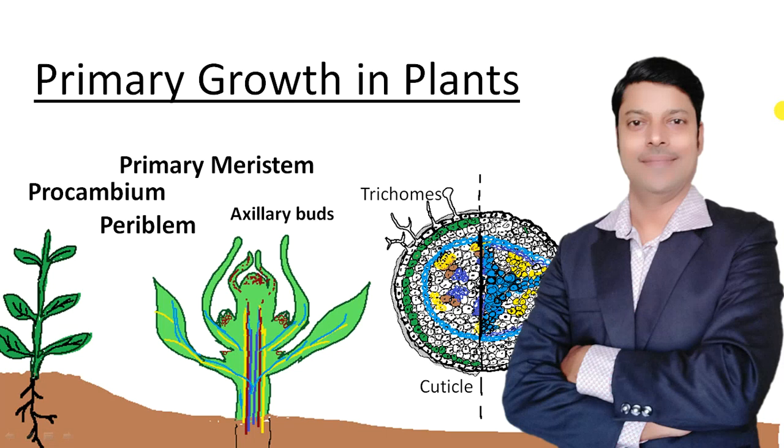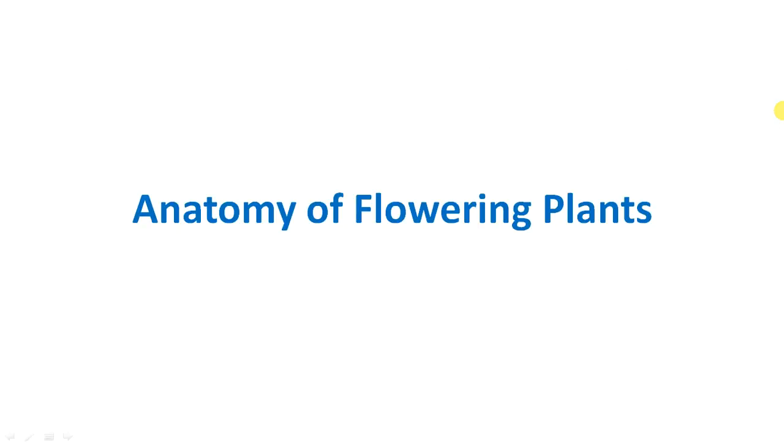So in this video, we are going to study about the primary growth in plants. That results in the formation of various tissues like xylem, phloem, parenchyma and so on. We will see how the primary growth in flowering plants takes place. This is an important topic from the chapter Anatomy of the Flowering Plant.